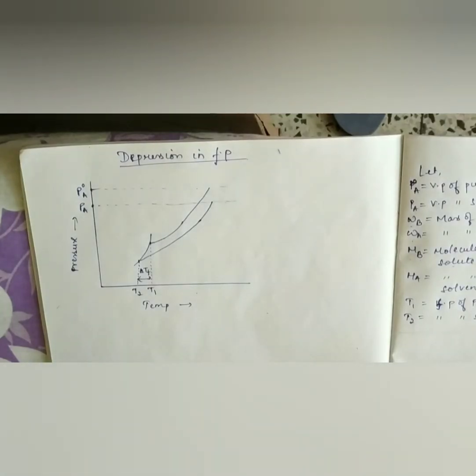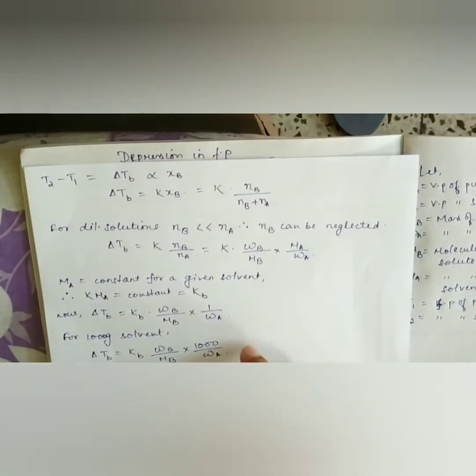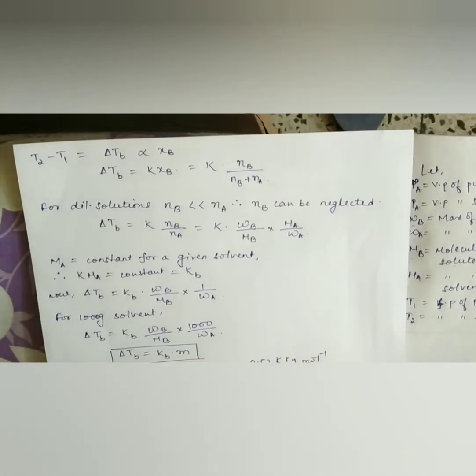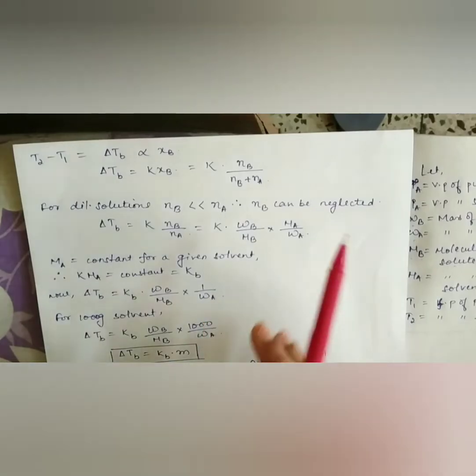Similarly, as we have represented elevation in boiling point as delta TB, here we are representing the depression in freezing point as delta TF. Now, the derivation for the equation of depression in freezing point is similar to that of the elevation in boiling point. So there will be just slight changes in case of depression in freezing point. I am making those changes with a red pen.